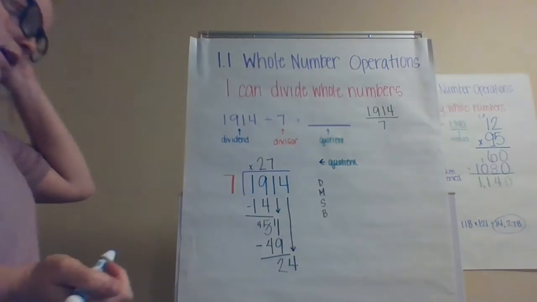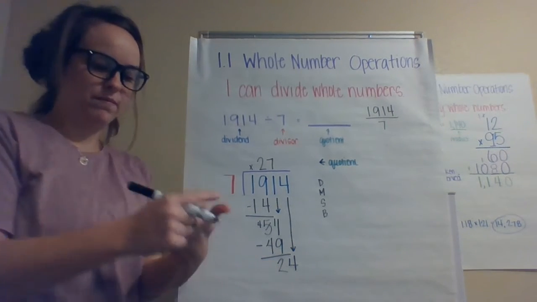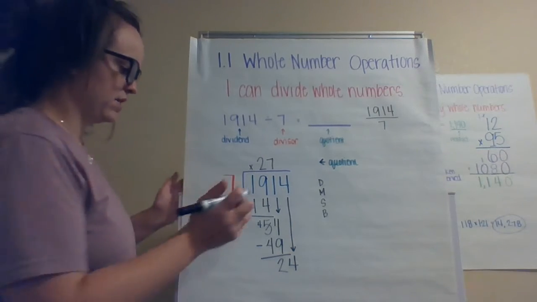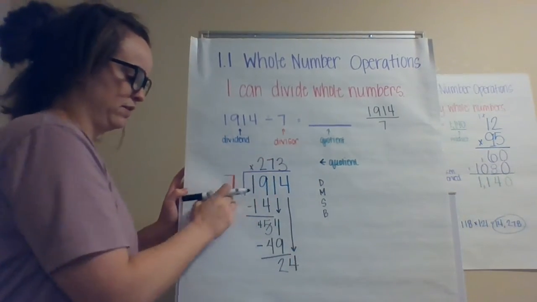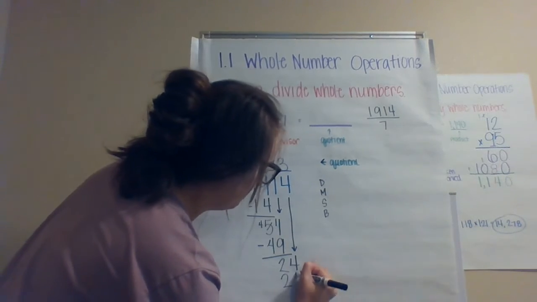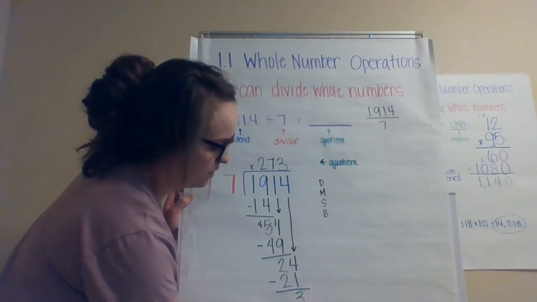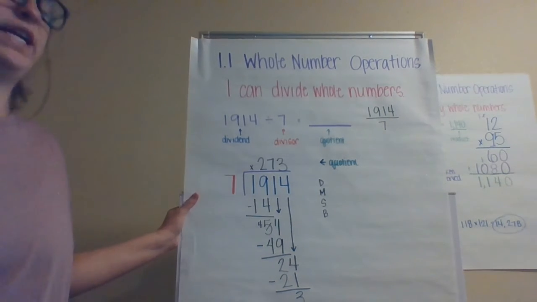All right. Now I'm going to start right back over, and I'm going to see how many times 7 goes into 24. 7, 14, 21. That's as close as I can get without going over. So 3. I'm going to multiply 3 times 7 to get 21. I'm going to subtract. And 2 minus 2 is 0. So I'm left with 3.